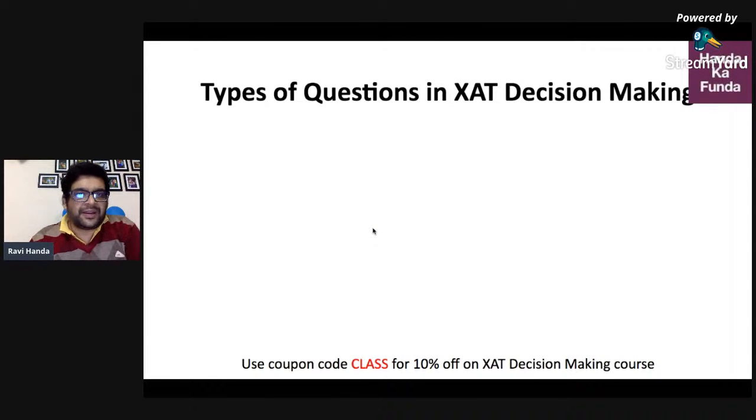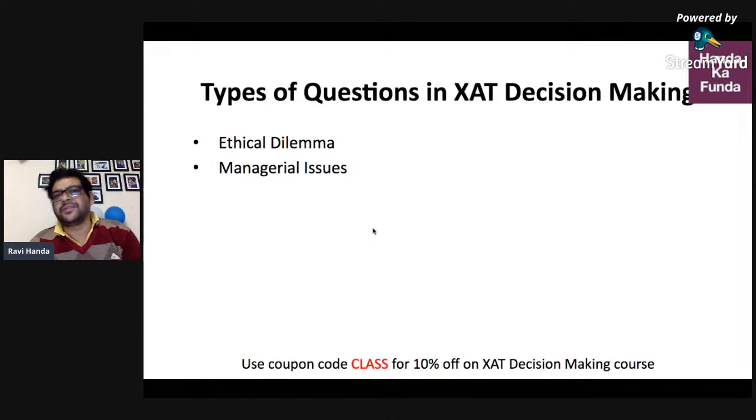Then moving to the next topic: what type of questions are asked in decision making? There are some questions which are based on ethical dilemmas, as in what would be the moral thing to do, what would be the right thing to do. There are some questions which are based on managerial issues. Let's say the decisions that you would be required to make as a manager of a company, maybe something like who you should hire or who should be fired, or what appropriate action should be taken if, let's say, you are the CEO of a company.